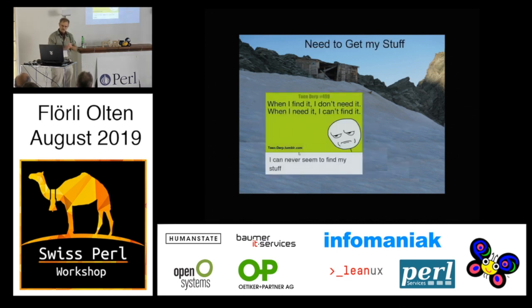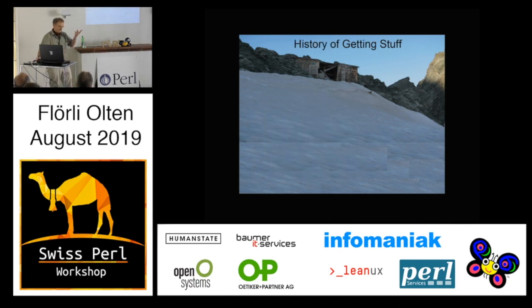Basically, we get into this situation where I need to get my stuff. You remember that George Carlin one, stuff, you know. Find it, can't find it, need it. I never seem to find the stuff I need. And that was the basic need for people to communicate across computers. So go from this computer to that computer and back and forth. So basically, it's a small history of getting stuff.